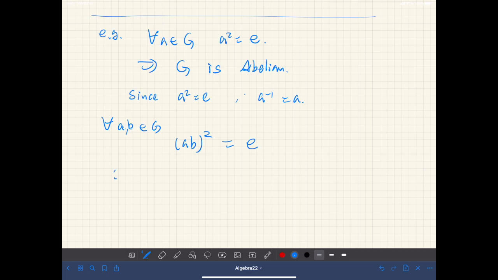Okay, so that means ab is equal to its inverse, but the inverse of a product is b inverse times a inverse. Okay, but b inverse is b itself, and a inverse is a itself. So therefore ab is equal to ba for all pairs a, b. Therefore G is abelian.